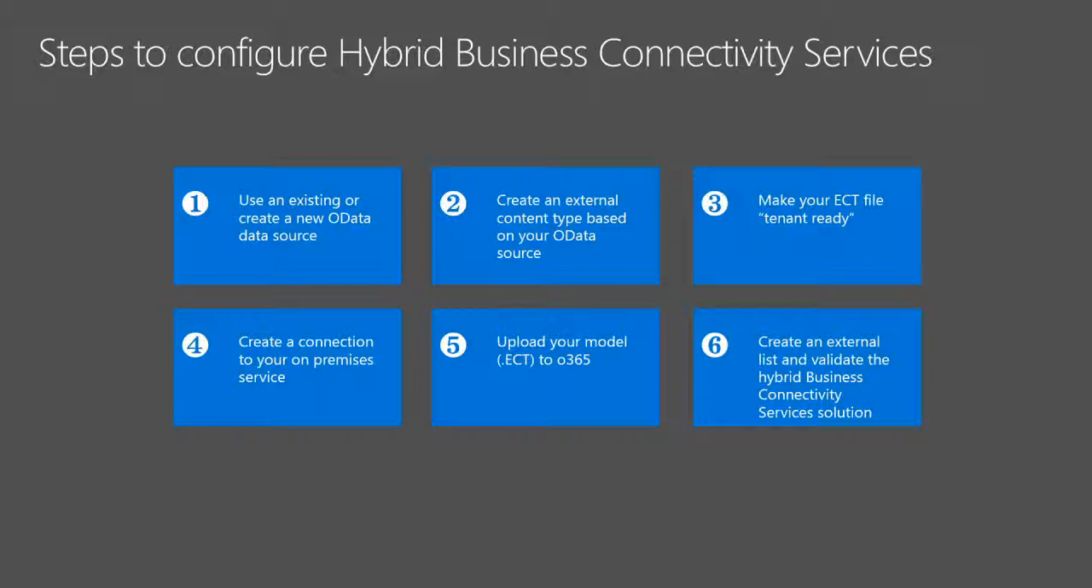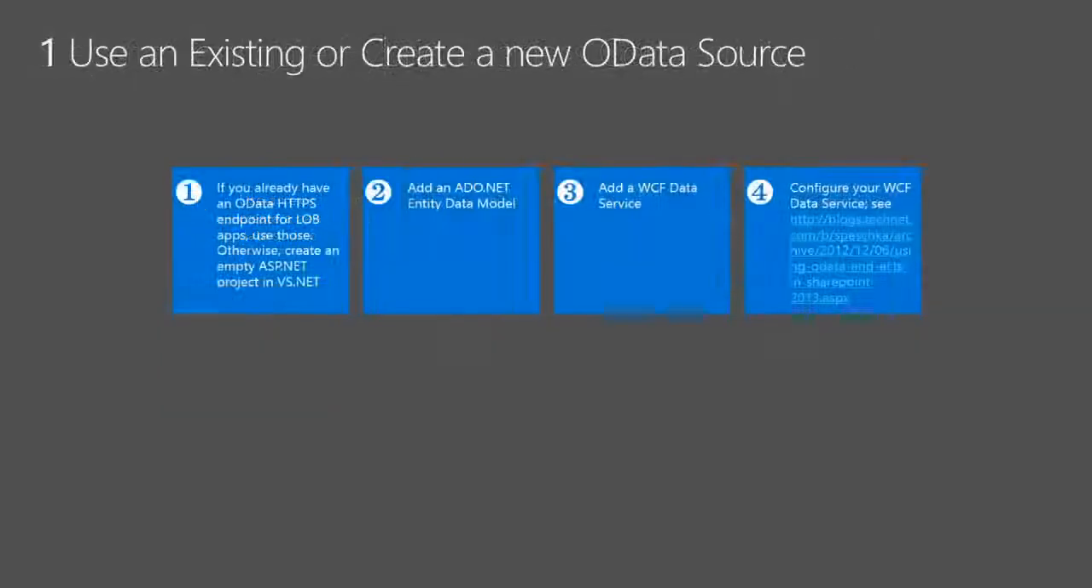And I'm going to walk you through some more detailed information on this. Making it tenant ready means it's available for use in Office 365 and it's configured to support Office 365 style connectivity in terms of how the BCS is configured. Then we're going to make a connection to the on-premises service. We're going to upload the ECT files, which, as we've already mentioned, defines the type of data we're looking for. And then we're going to create an external list, which is literally our validation process. We've done all the hard work, we've done the upload piece, we need to make sure we can actually see the data. So if we work through these in a little bit more detail.